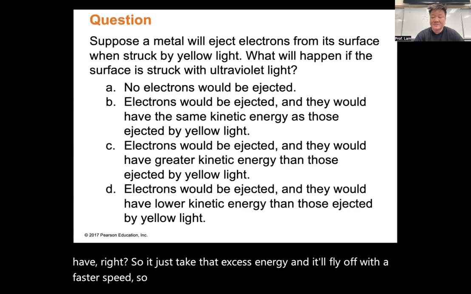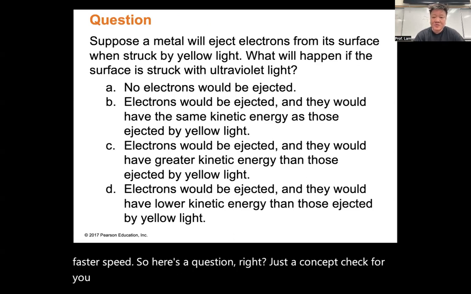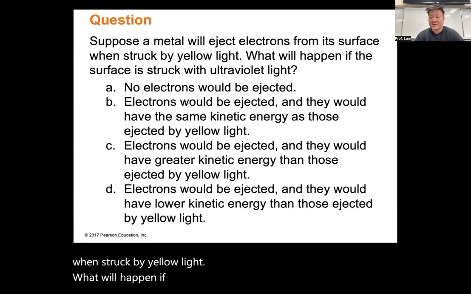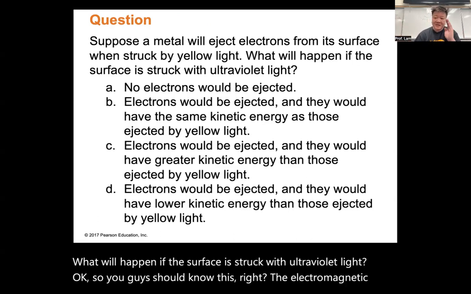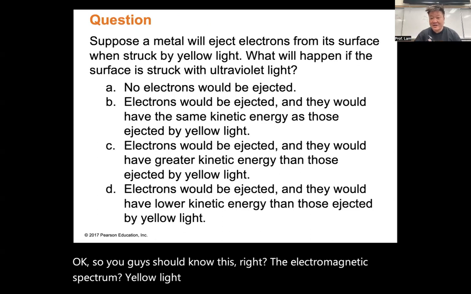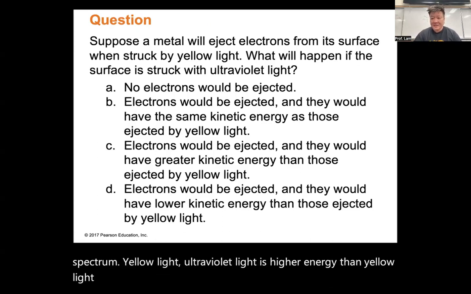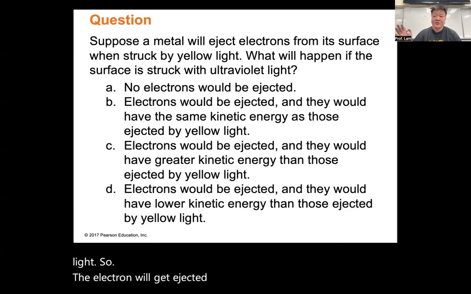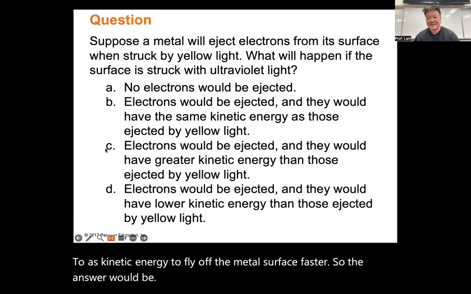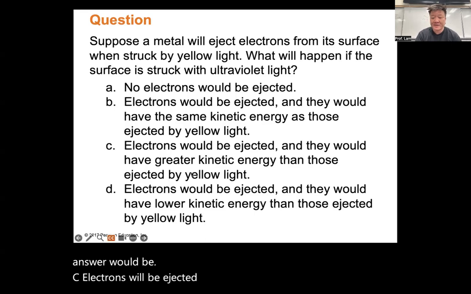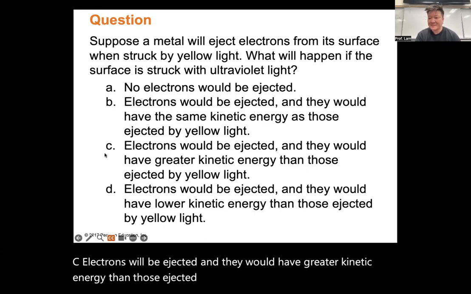So here's a question, just a concept check for you guys. Suppose a metal will eject electrons from its surface when struck by yellow light. What will happen if the surface is struck with ultraviolet light? You know the electromagnetic spectrum. Ultraviolet light is higher energy than yellow light, so the electron will get ejected, and it'll use that extra energy as kinetic energy to fly off the metal surface faster. So the answer would be C. Electrons would be ejected, and they would have greater kinetic energy than those ejected by yellow light.